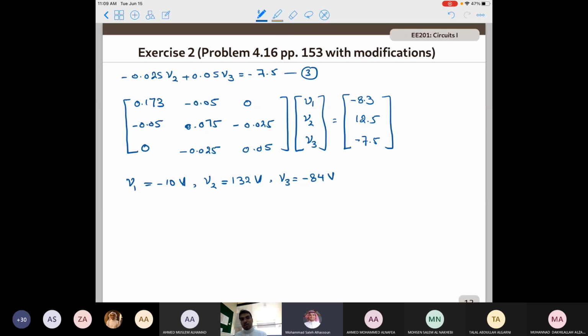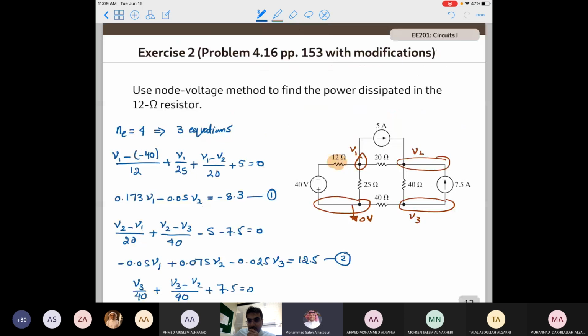Okay. I'm not done yet. This is not what I've been asked to find. I'm asked to find the power dissipated in the 12 ohm resistor. So Yasser, what do you think?